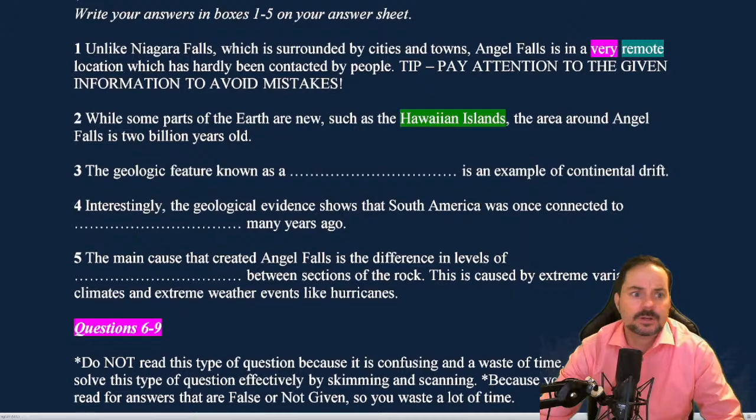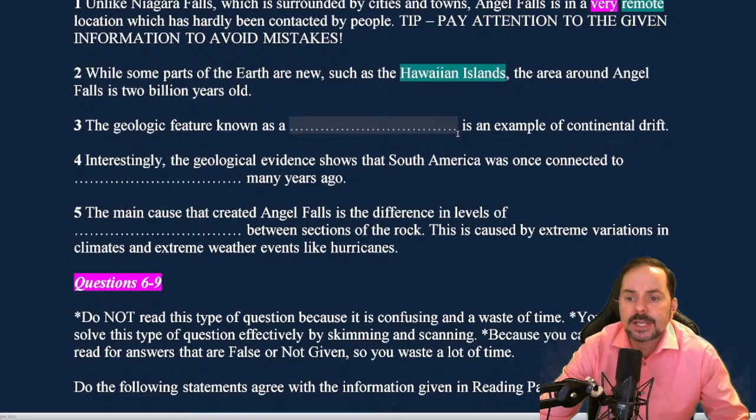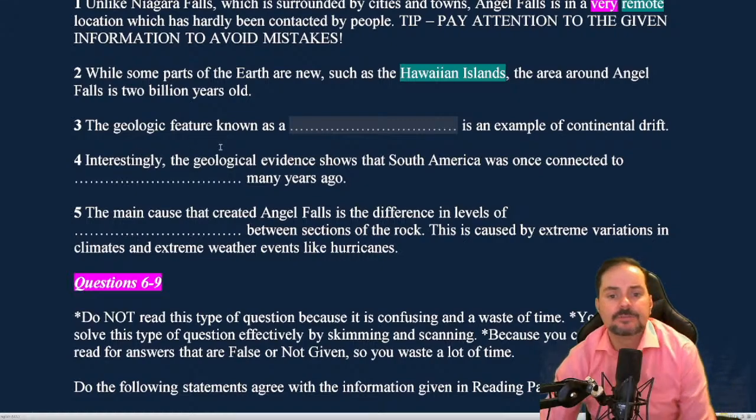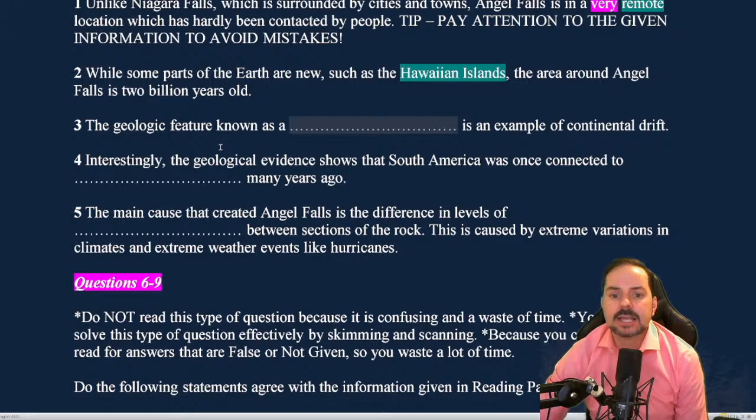Okay, let's go with, where is that color? This color. That's a nice color. All right, number 3. The geologic feature known as a something is an example of continental drift. Okay, so what's the answer to number 3? The geologic feature known as a what? Is an example of continental drift. So obviously this is going to be in geology again, right?